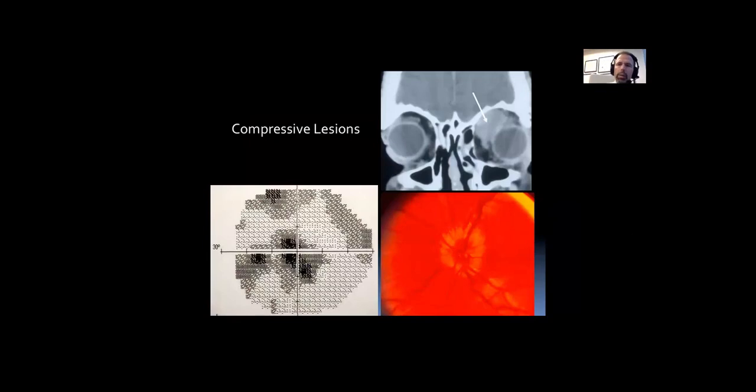Compressive lesions can do this too. I apologize for the photo in the bottom right. That's not the best photo, but this disc is, again, mildly swollen. There's a central scotoma and a tumor pushing on the globe and on the optic nerve.